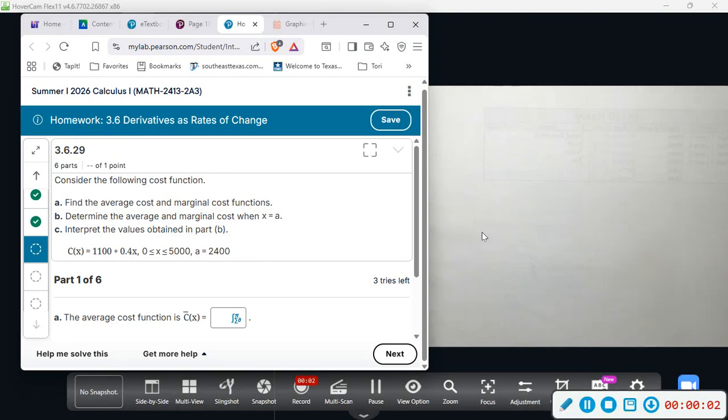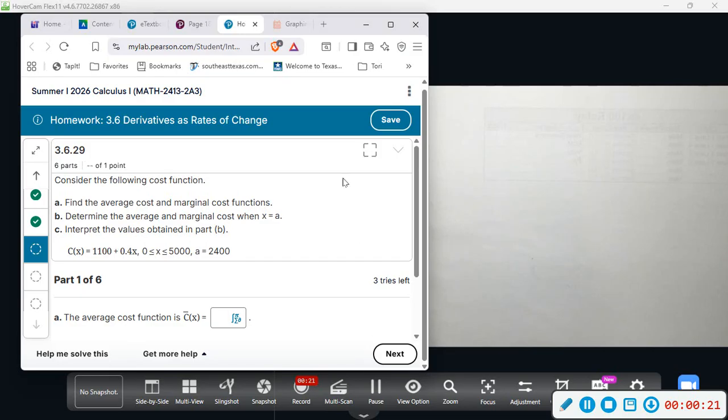All right, problem number 8. It wants us to consider the cost function, find the average cost and marginal cost functions, determine the average and marginal cost when x equals a, and interpret the values obtained in part B.